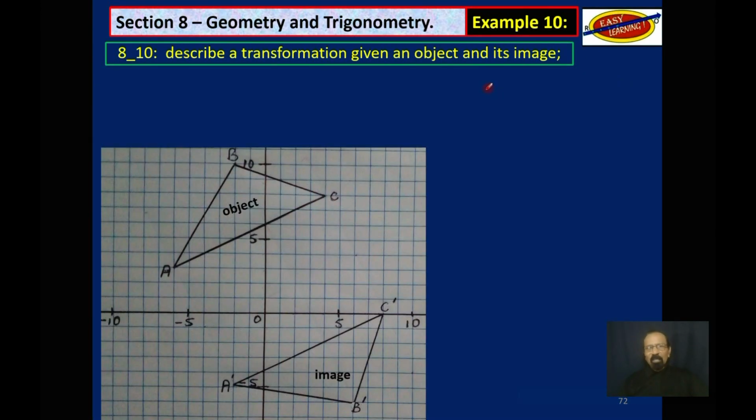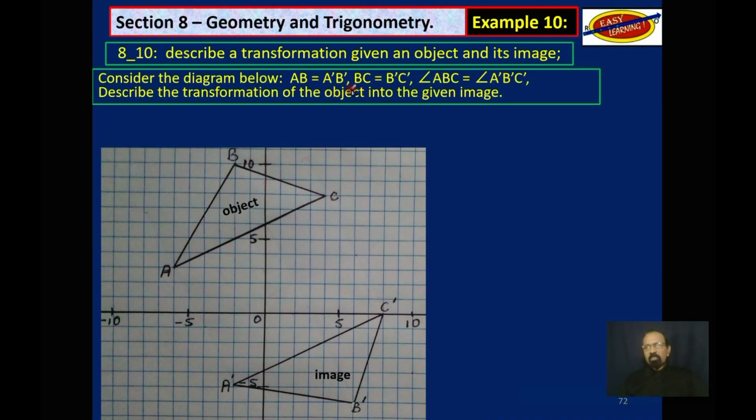Now, just looking at this, I think you can comfortably say this is a reflection. You have A here, A prime here, C there, C prime there, B way over there, and B prime far out on the other side. So it looks like there is a mirror line somewhere between here, and that's the object. This is the image. It looks like a reflection.